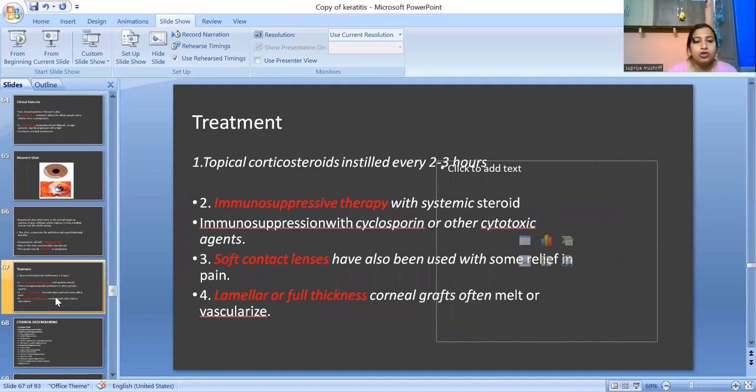Treatment includes topical corticosteroid instilled every 2 to 3 hours, immunosuppressive therapy with systemic steroids, immunosuppression with cyclosporin or other cytotoxic agents. Soft contact lenses have also been used with some relief in pain. Lamellar or full thickness corneal grafts often melt or vascularize.